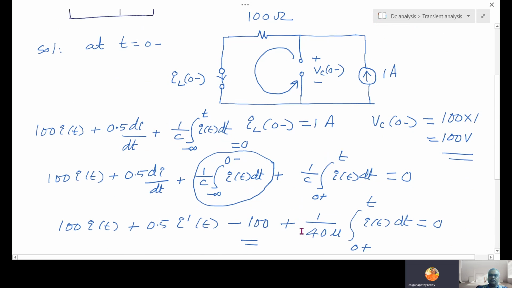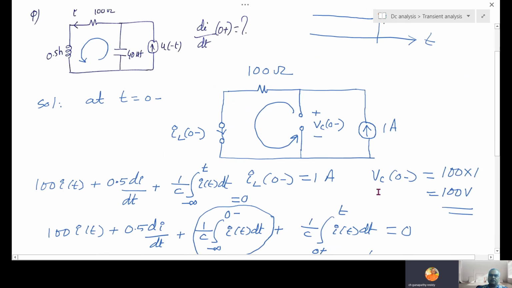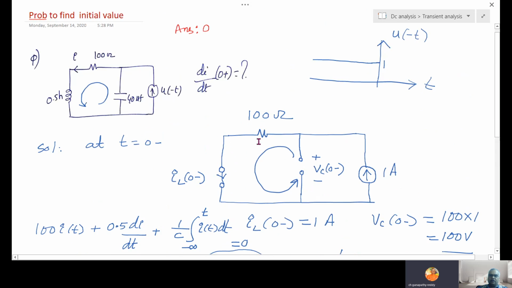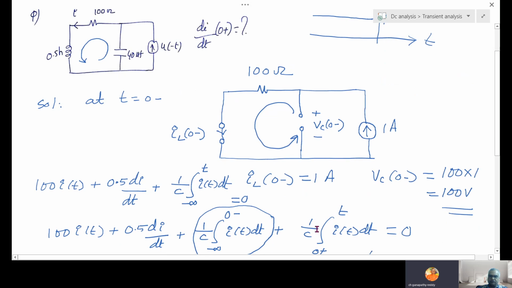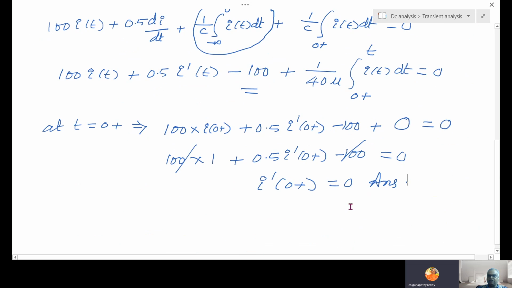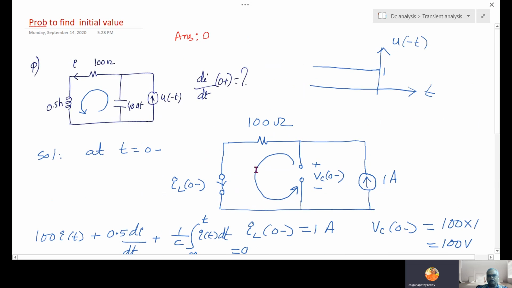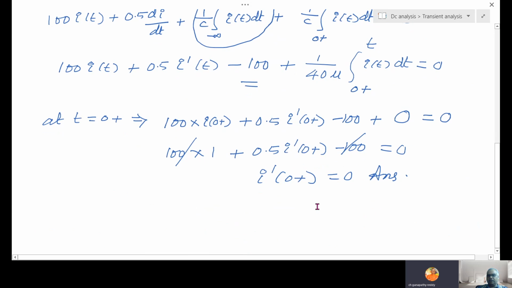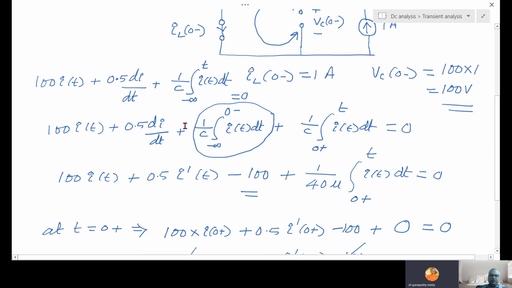So I hope everyone understands. So di by dt at 0 plus we got it. Don't make this blunder. I0 plus is 1 ampere. If I differentiate that, I will get 0. Accidentally the answer is matching, but it will not always match. You have to form the differential equation and simplify. Otherwise, it is going to be a mistake. So be careful. Writing this equation is important. Be careful.